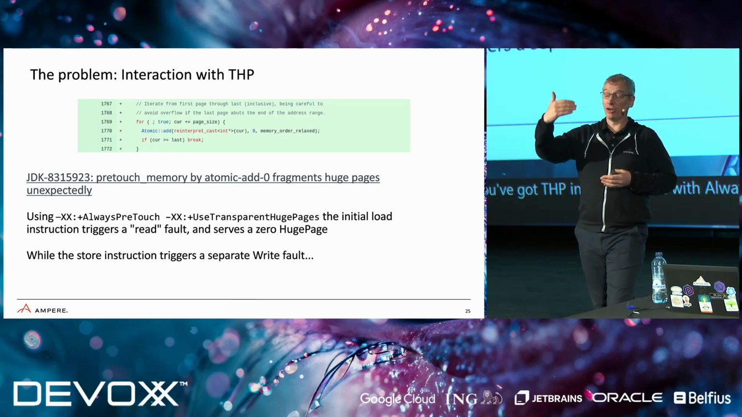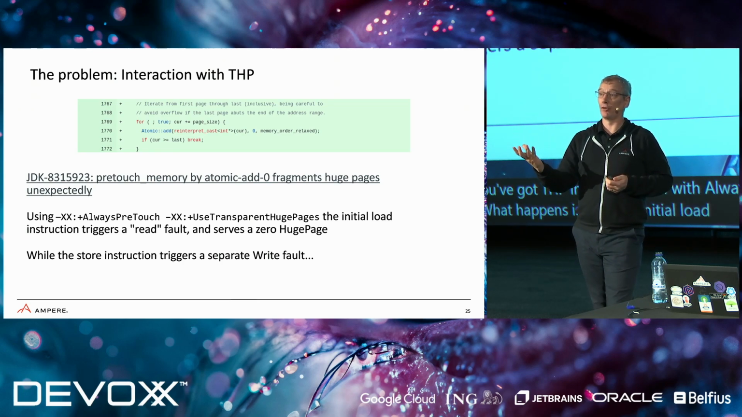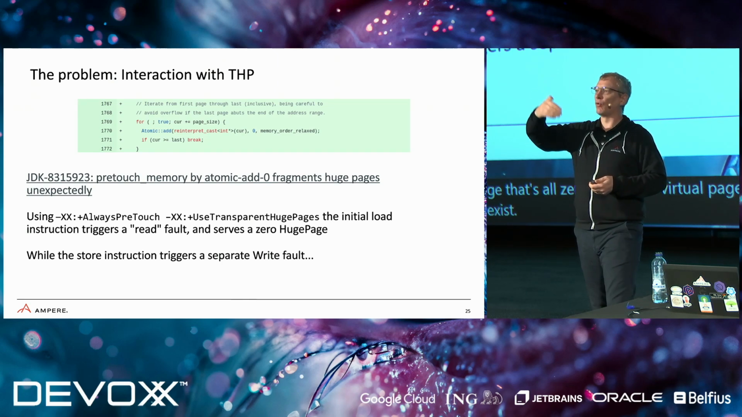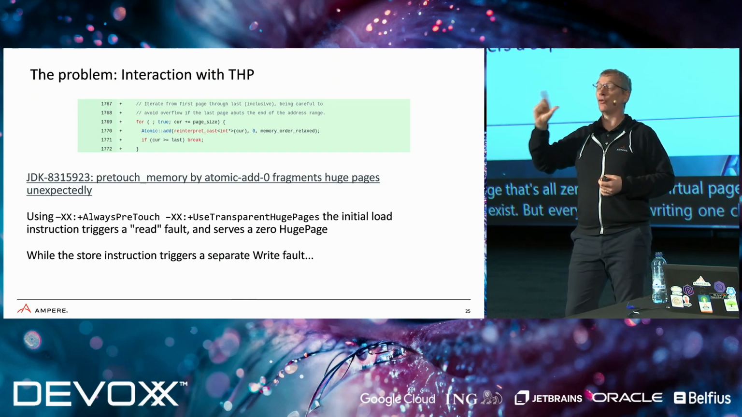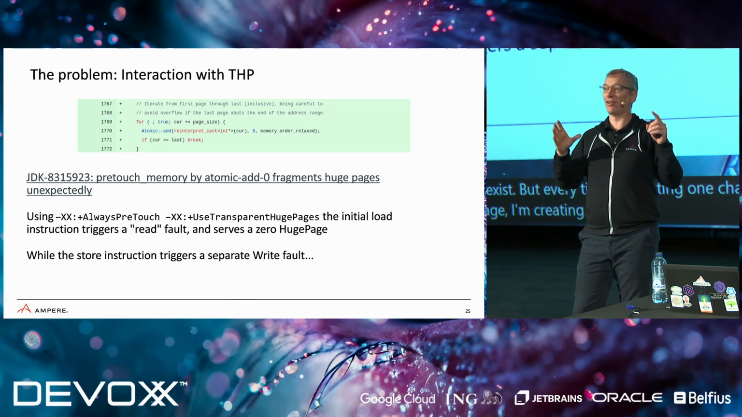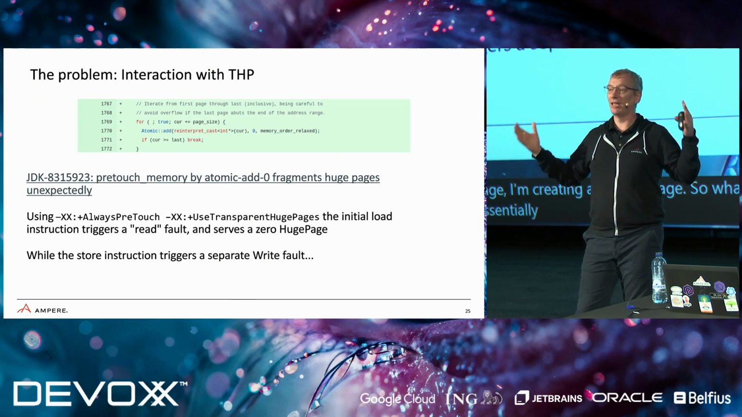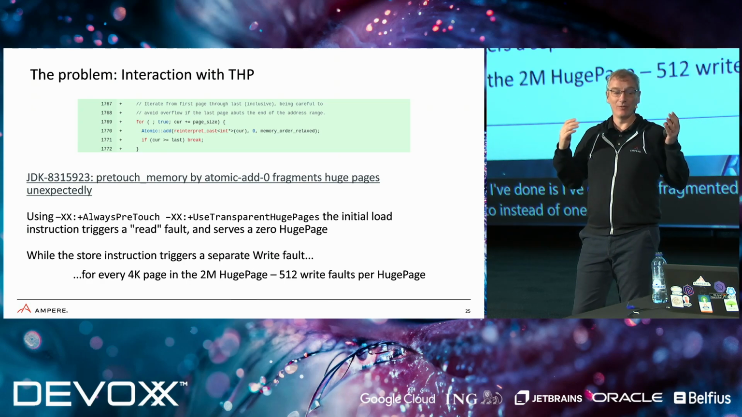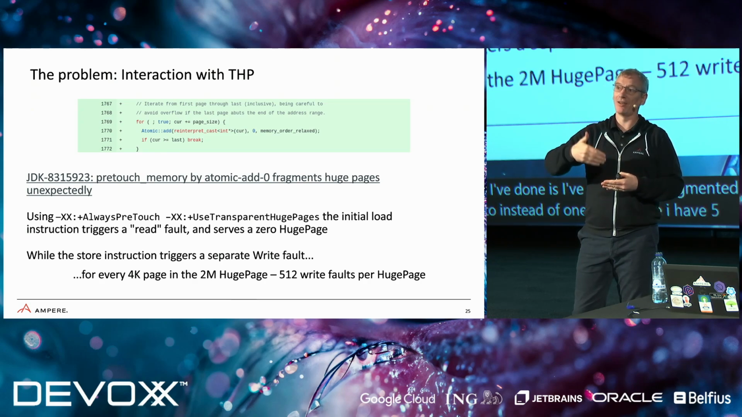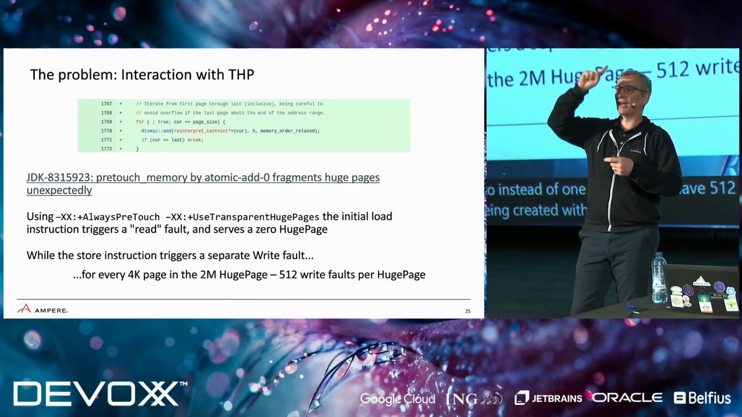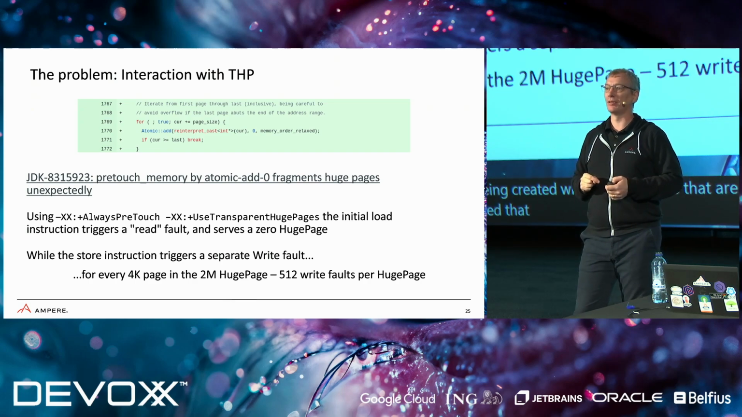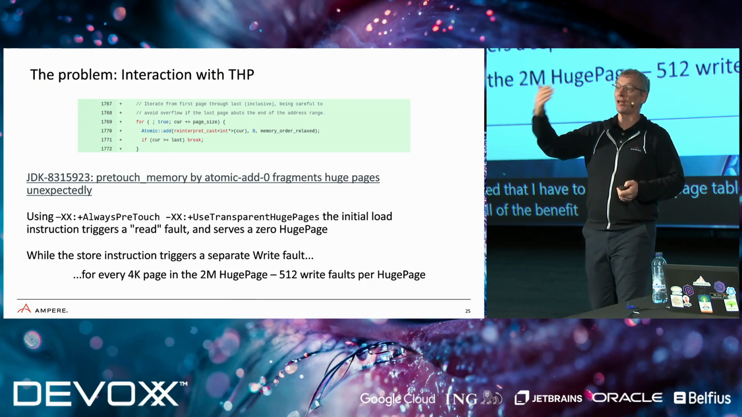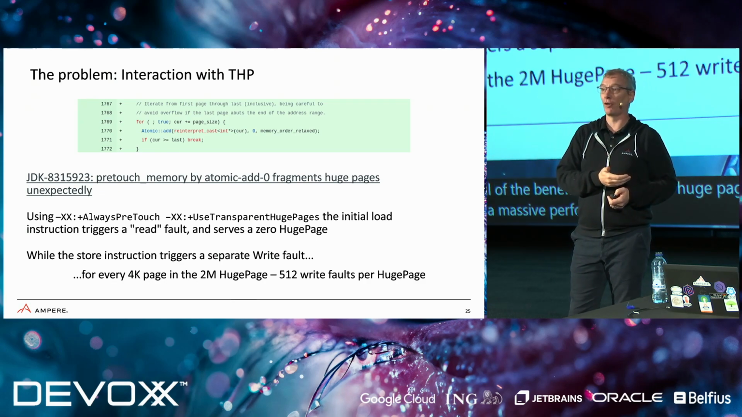What happens is that the initial load gives you a huge page that's all zeros, but it's a virtual page, it doesn't exist. But every time I'm writing one character to every page, I'm creating a new 4K page. So what I've done is I've essentially fragmented my huge page into, instead of one huge page, 512 write faults being created with 512 4K pages that are all connected that I have to traverse in a page table. So I'm losing all of the benefit of transparent huge pages, and I've got a massive performance overhead in startup with the always pre-touch.